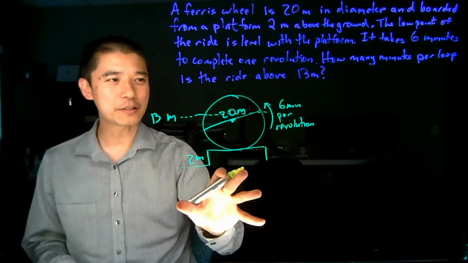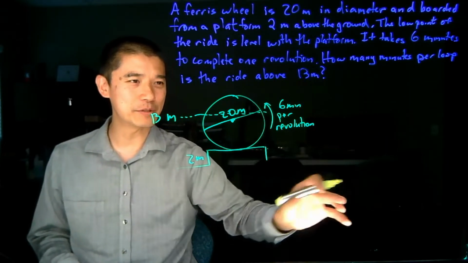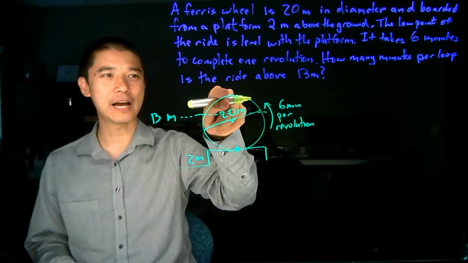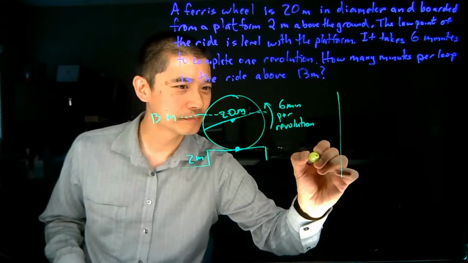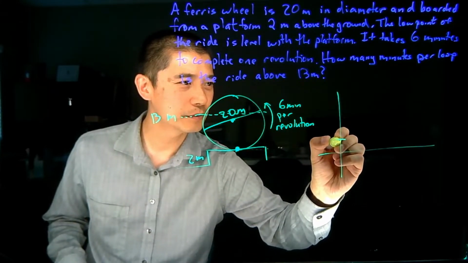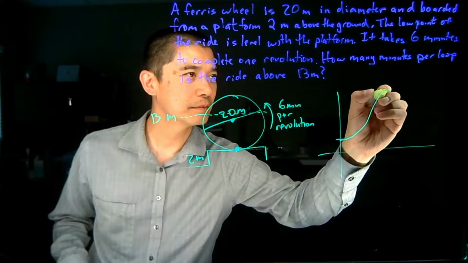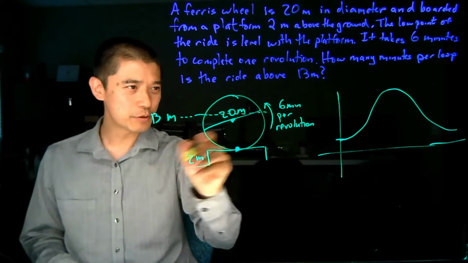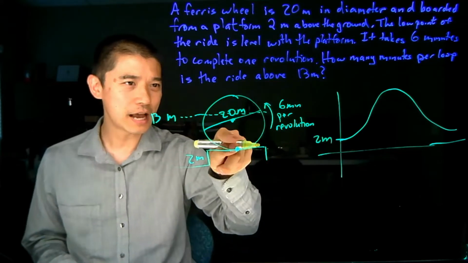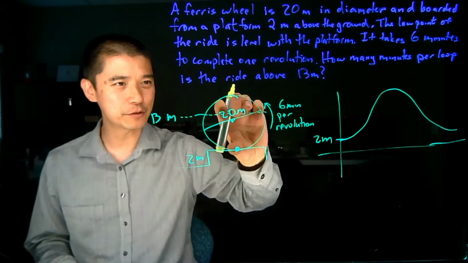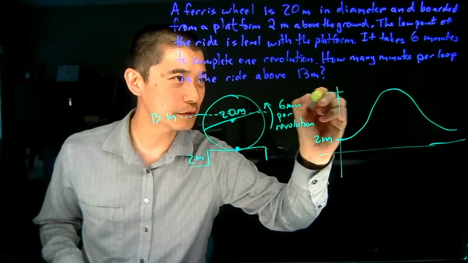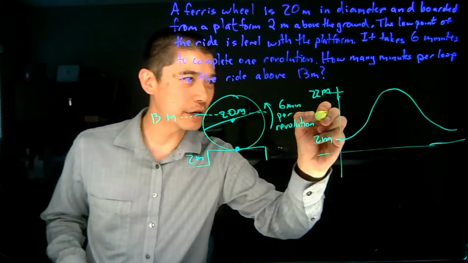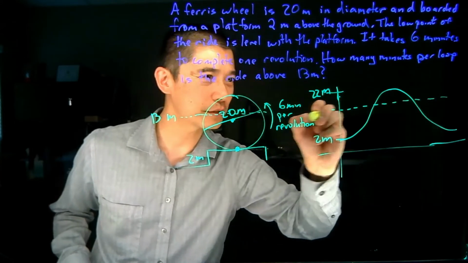We now have to translate this into our model. This is where the graph is going to be that models the behavior of a passenger on a ride. It's going to go low to high to low. Where's the low? Well, the low is going to be 2 meters. The high, because this is a 20 meter diameter, is the 2 meters plus the 20, so it's 22 meters. And we are interested in where it crosses over 13 meters.